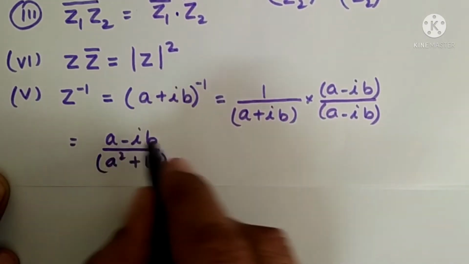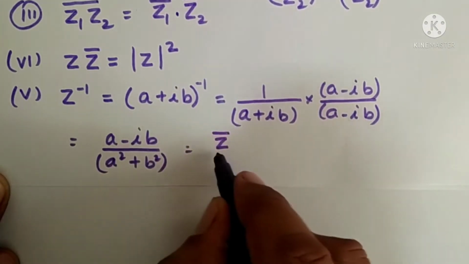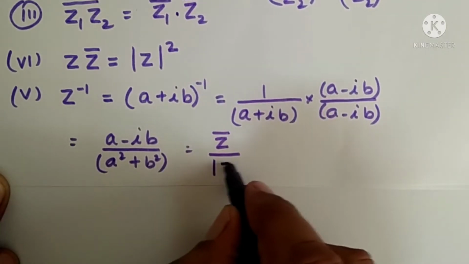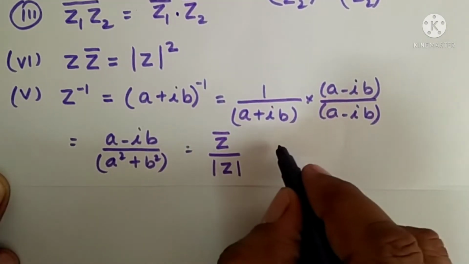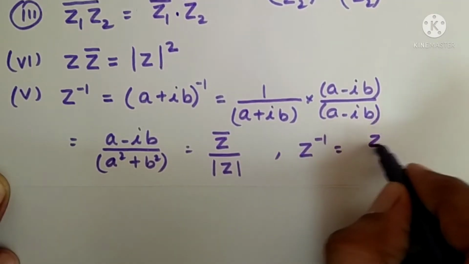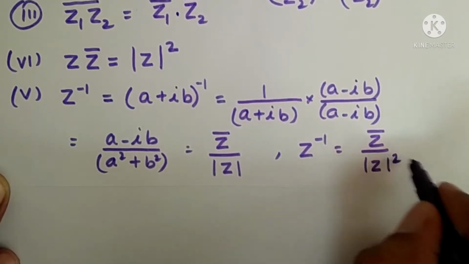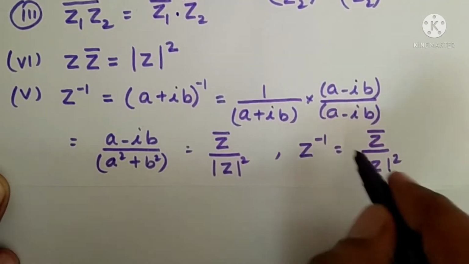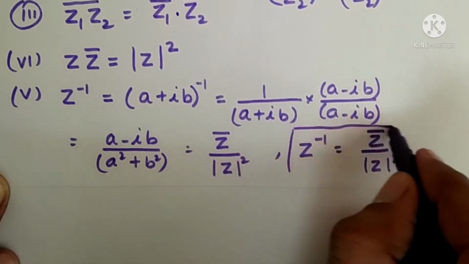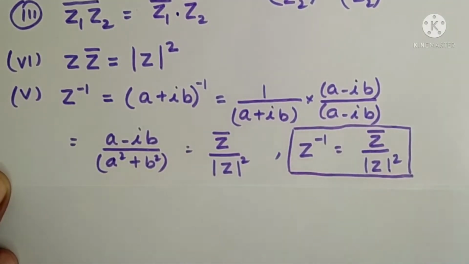And look here, what is this? This is the z conjugate, and the denominator is equal to modulus of z square. So we can write here that z inverse is equal to z conjugate upon modulus z square. So this formula we can use to find the inverse of any complex number.